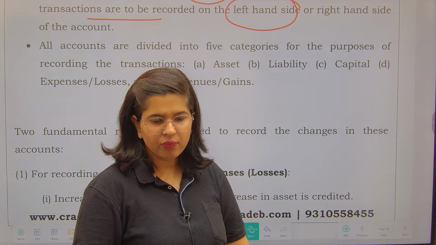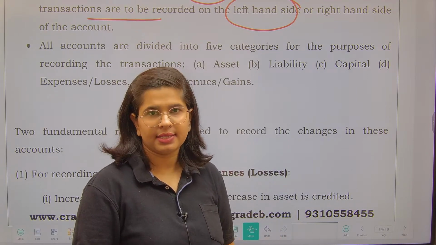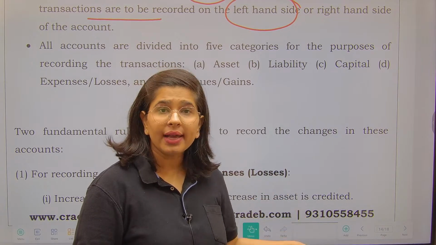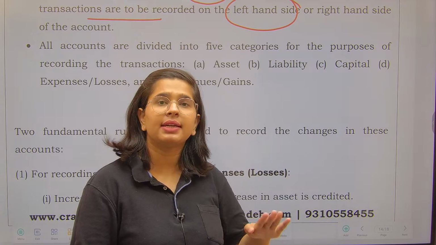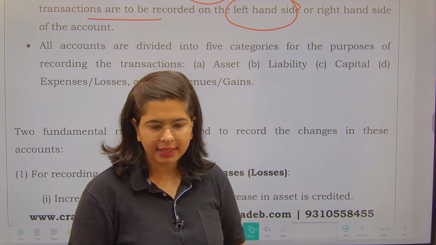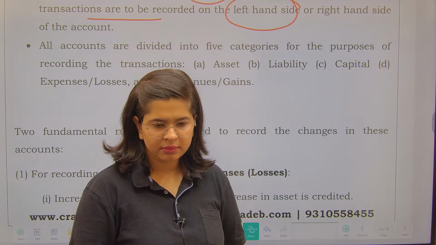Cash and bank account will be credited. Why? Because they are assets. Money is going out of my pocket. My asset is reducing. So I have to credit them.